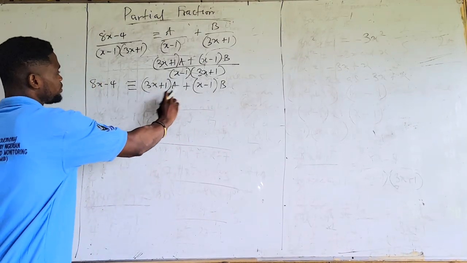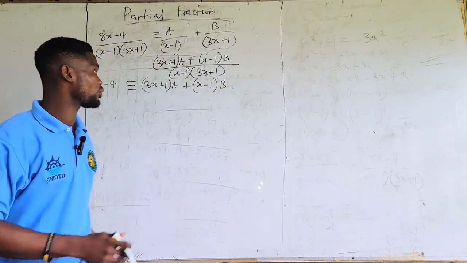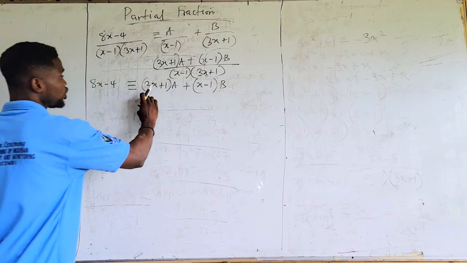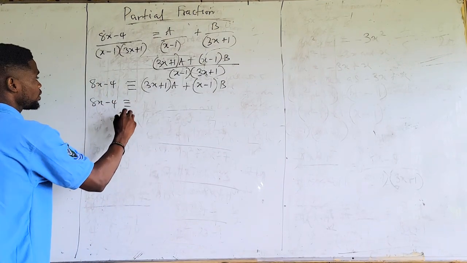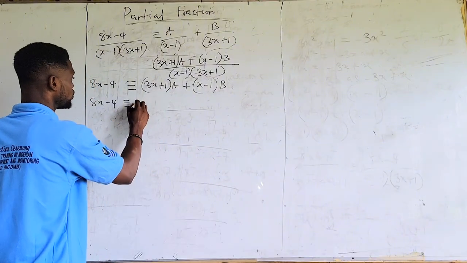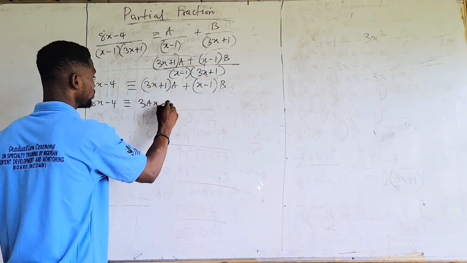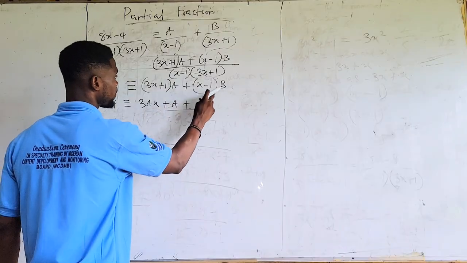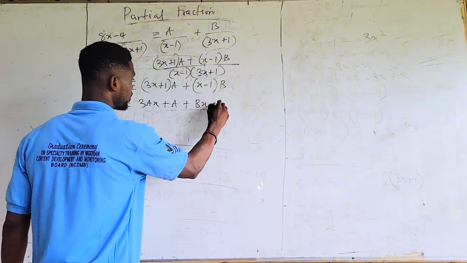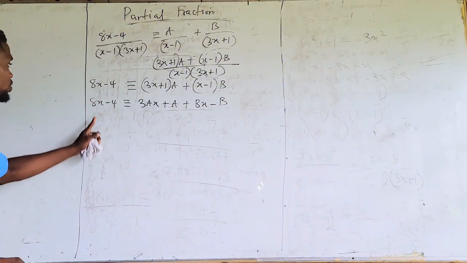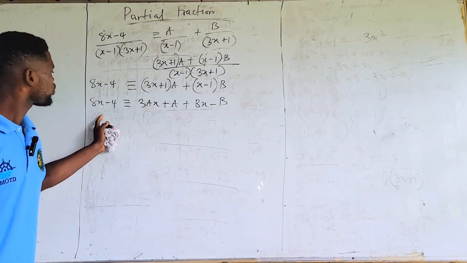You open this bracket, that's your left hand side, while my right hand side. So I'm going to open the bracket. If I do that, I'll have 8x minus 4 equivalent to: a times c will give you 3ax, a times c will give you ax, b times c will give you bx, b times will give you minus b. So this is our x.